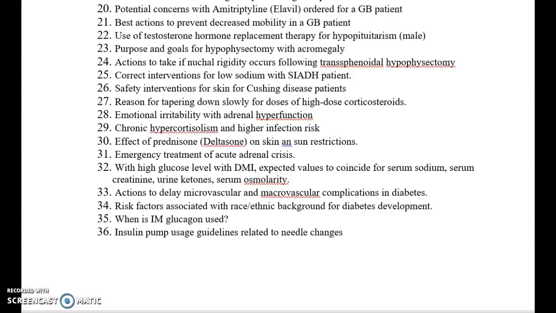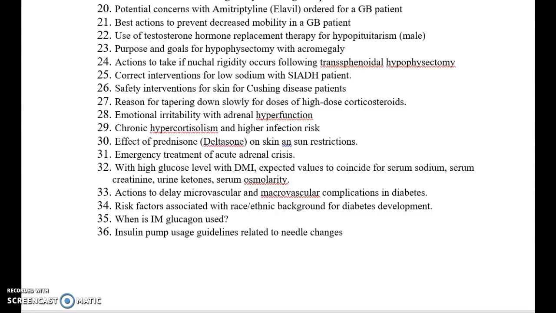Emergency treatment of an acute adrenal crisis. When you have somebody in adrenal crisis, that means that they have severely, severely low steroids. And so, of course, the treatment of choice is going to be rapidly giving them IV corticosteroids. To do that, first and foremost, you have got to quickly get an IV in the patient, and then you can initiate treatment.